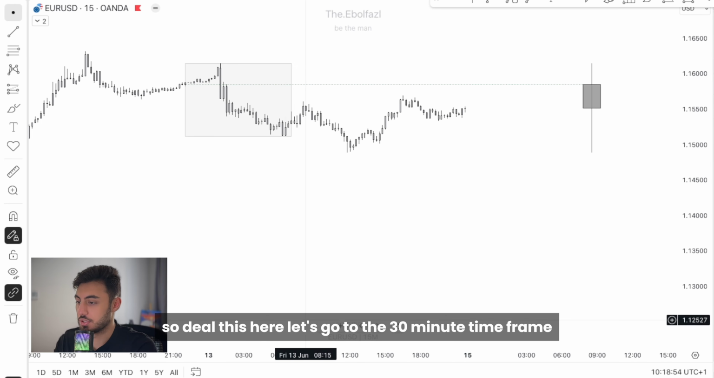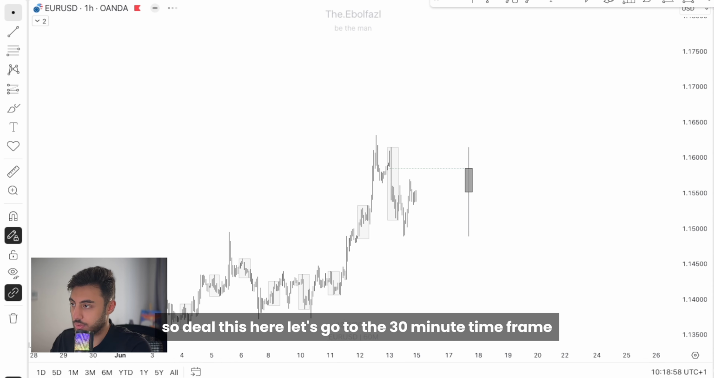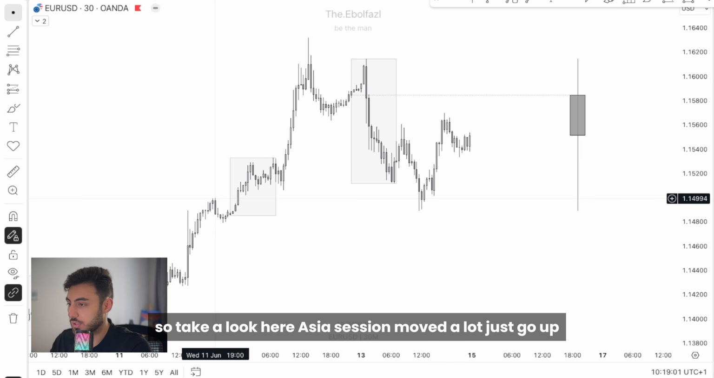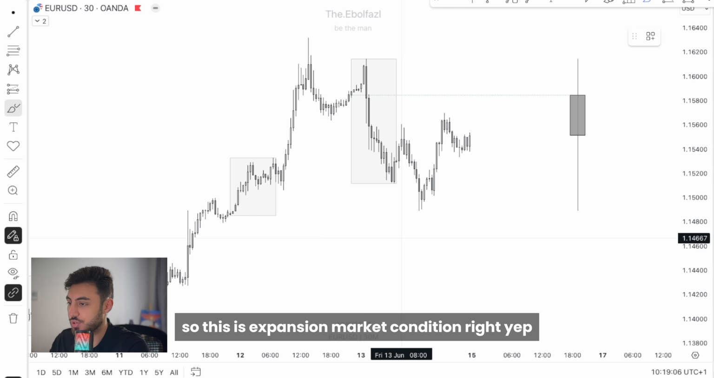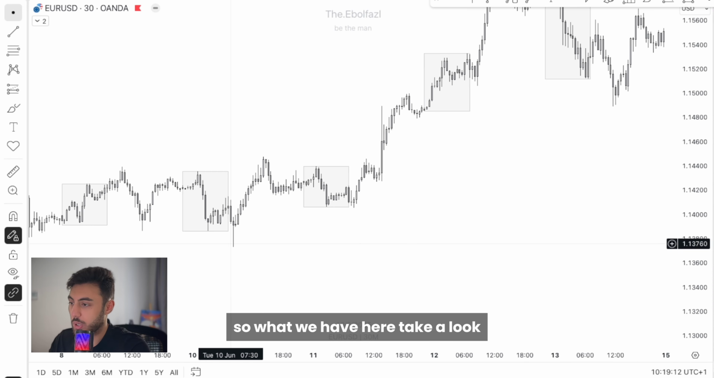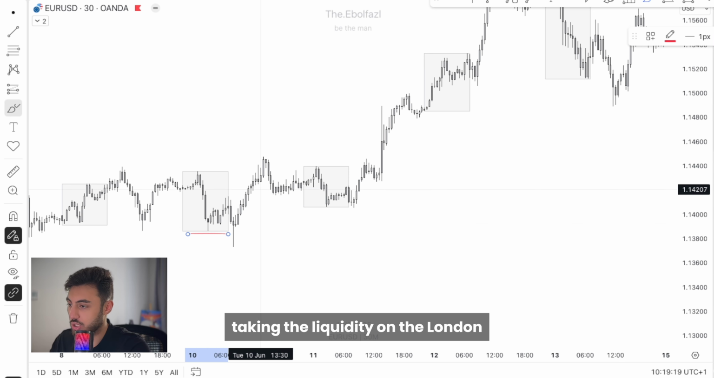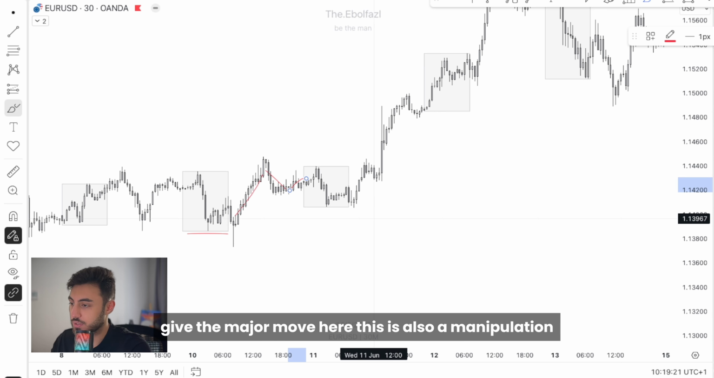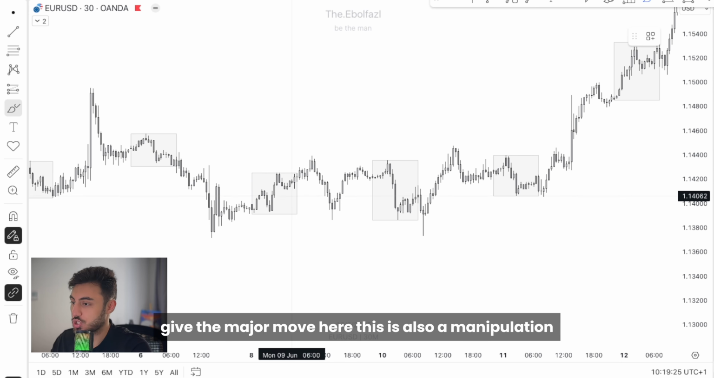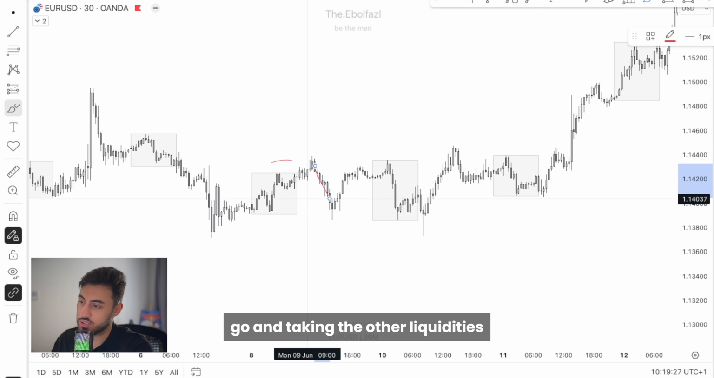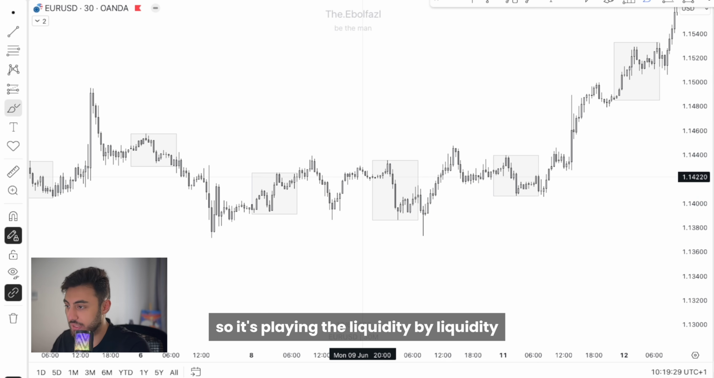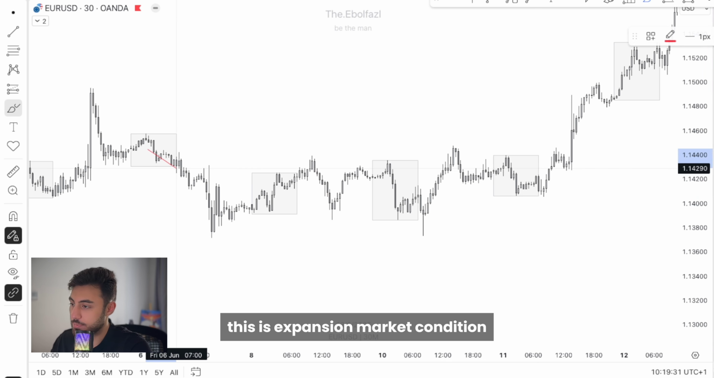So delete this here. Let's go to the 30-minute time frame. Take a look here. The Asia session moved a lot, just went up. So this is an expansion market condition, right? Now take a look. This is going to be a manipulation: price taking the liquidity on the London, giving the major move here. This is also a manipulation. See price sweeping the liquidity, going and taking the other liquidities. So it's playing liquidity by liquidity. This is an expansion market condition.